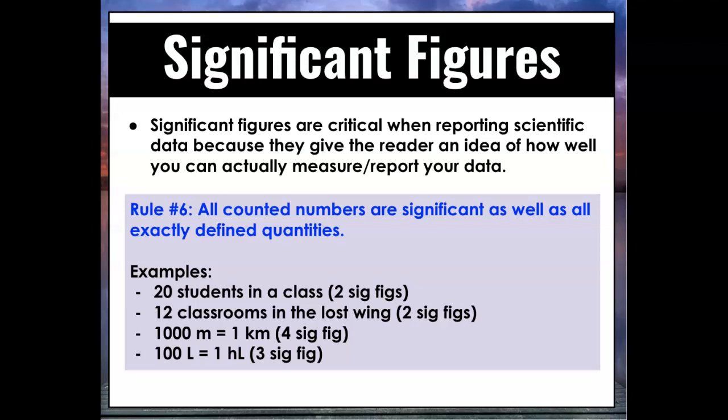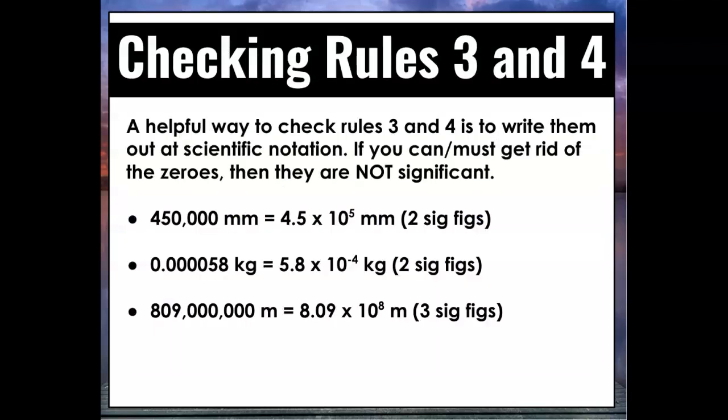This is the same thing as 100 liters being equal to 1 hectoliter. So that is equal, so there are 3 significant figures in there because we're just making that number smaller, but we have 3 significant figures carrying over. So let's check out some practice examples with rules number 3 and 4, because here's where things get a little bit hairy and we're going to combine scientific notation into it.